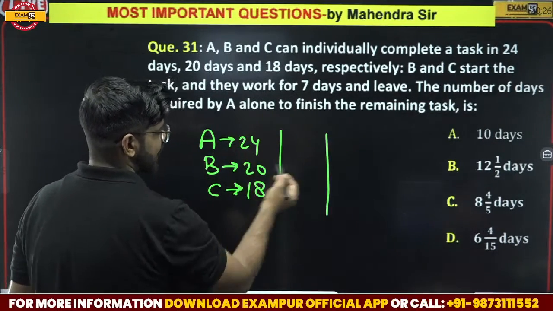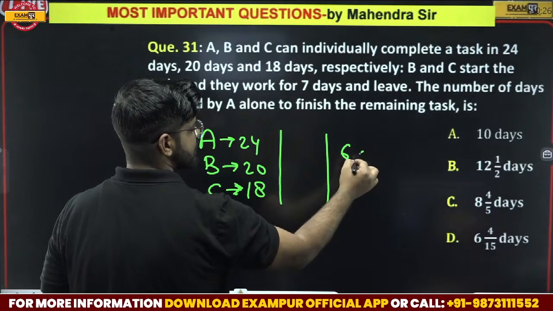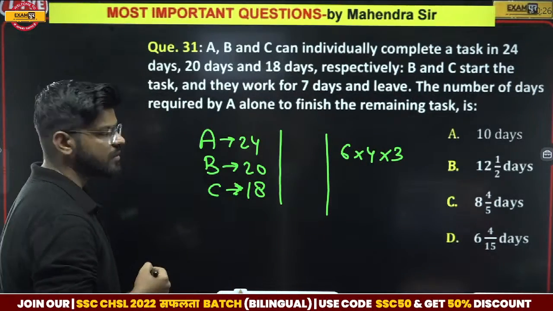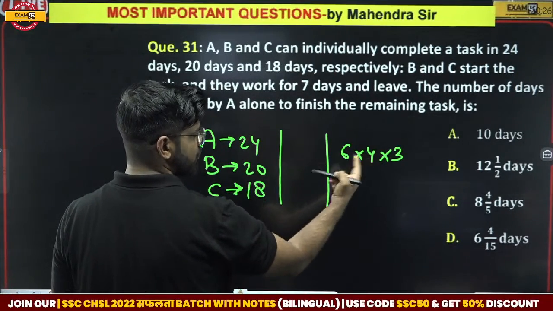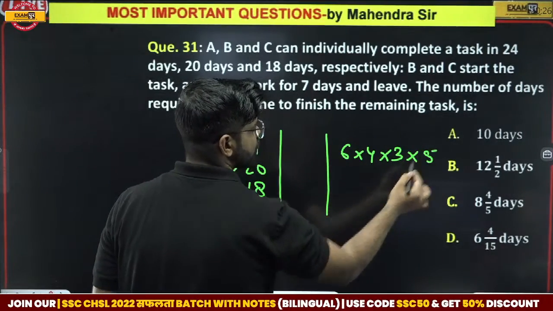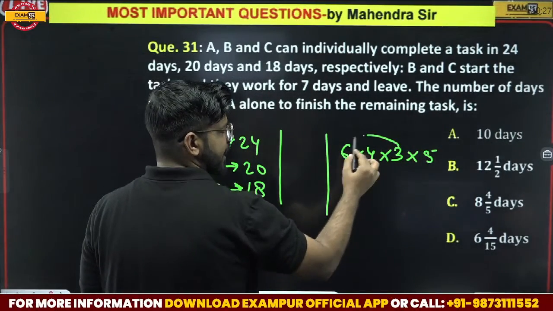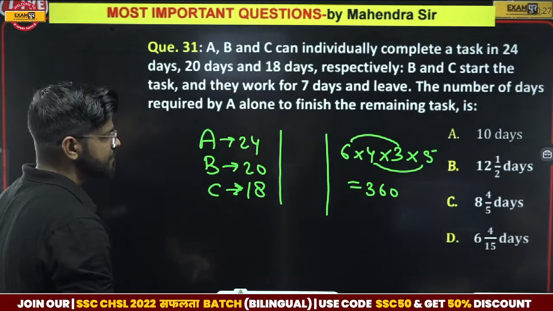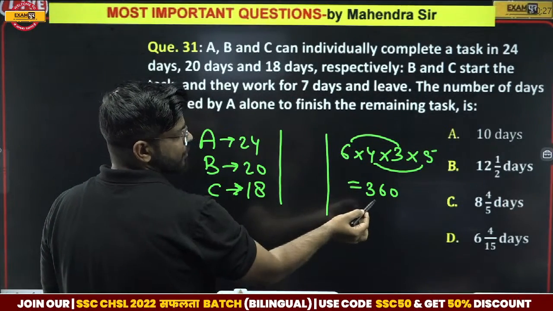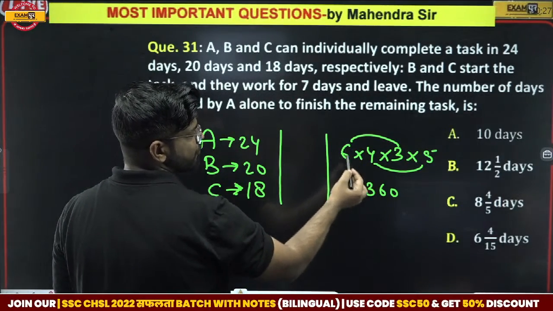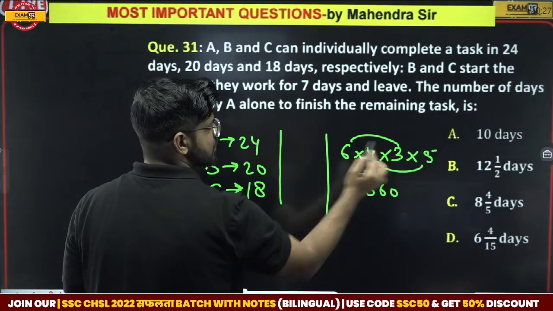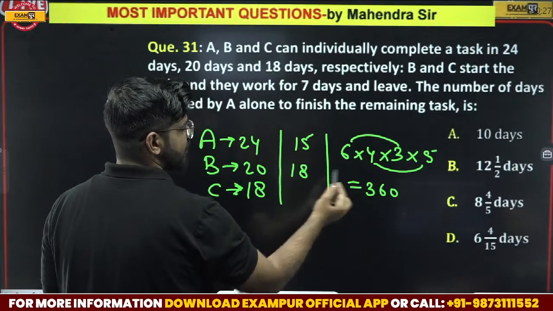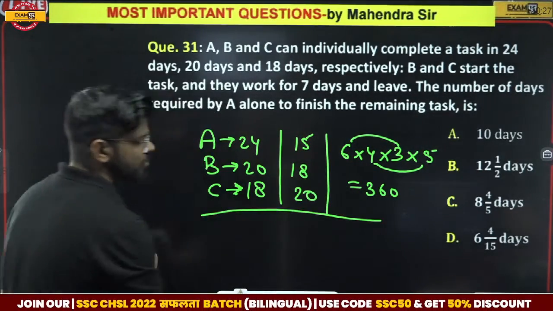Now just calculate. What is 24? It is 6 into 4. 18 is 6 into 3. So we have 6, we just want 3, and 20 is 4 into 5. We have 4, we don't have 5, so multiply it by 5. Clear? So 18 into 20 is 360. Dividing 360 by 24 gives 15. Dividing by 20 gives 18. And dividing by 18 gives 20. So these are the efficiencies.